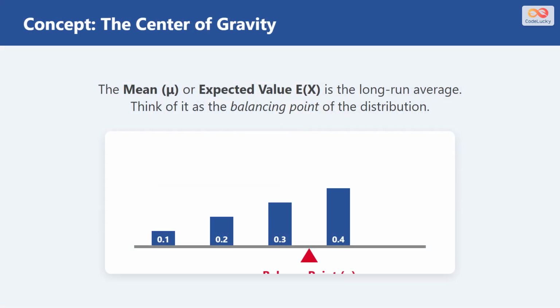So, what is the mean or expected value? Intuitively, it is the center of gravity of the distribution. If you place the probabilities as weights on a seesaw, the expected value is the exact point where the beam would balance perfectly.